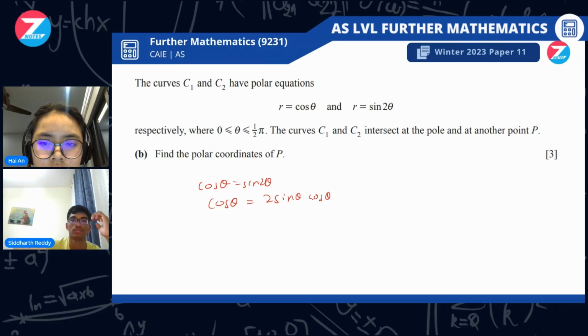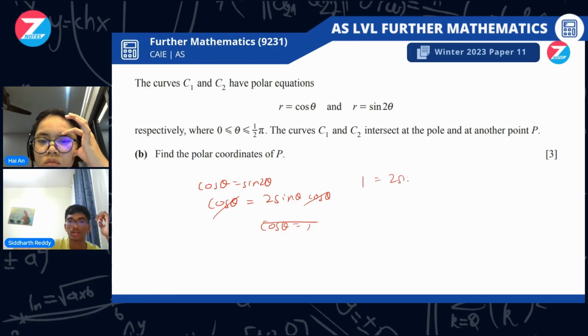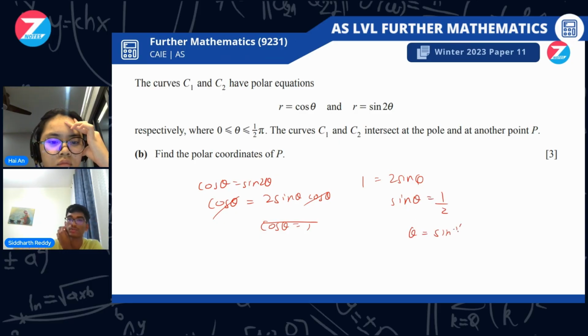So either cos theta is equal to 0 or, okay, so we can do this. Just cancel out the cos theta. So we get 1 is equal to 2 sin theta. So sin theta is just 1 by 2. So theta is going to be sine inverse of 1 by 2, just putting it in radians. So sine inverse of 1 by 2 is pi by 6.